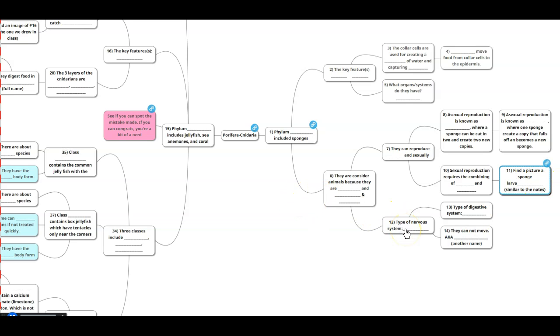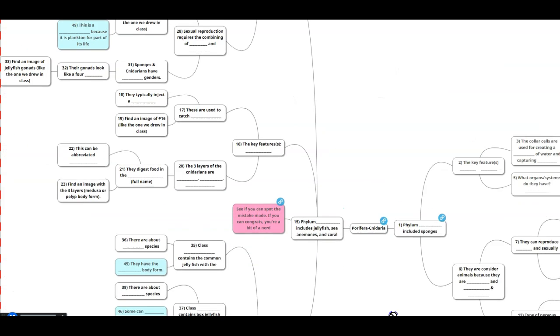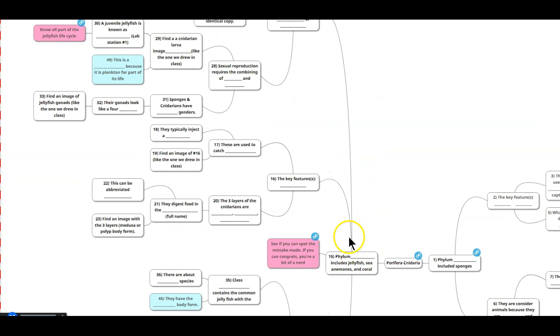Moving on to number 12, what type of nervous system? This is kind of a repeat of number 5. They don't have one. They don't have a digestive system. They can't move. Part of the reason is they don't have nerves. This is also known as something, so find that one. Moving on over to 15, this is Phylum Cnidaria.